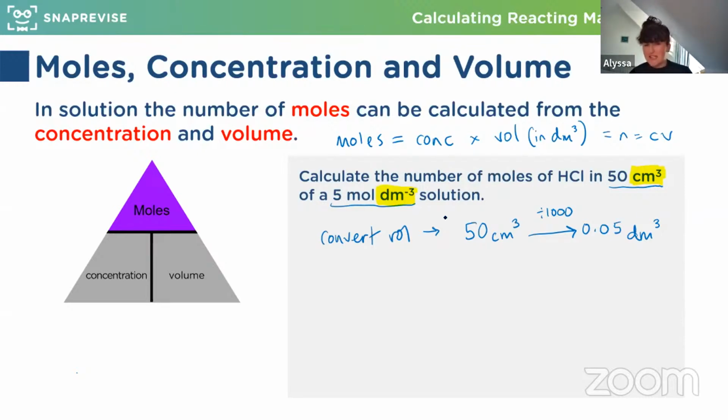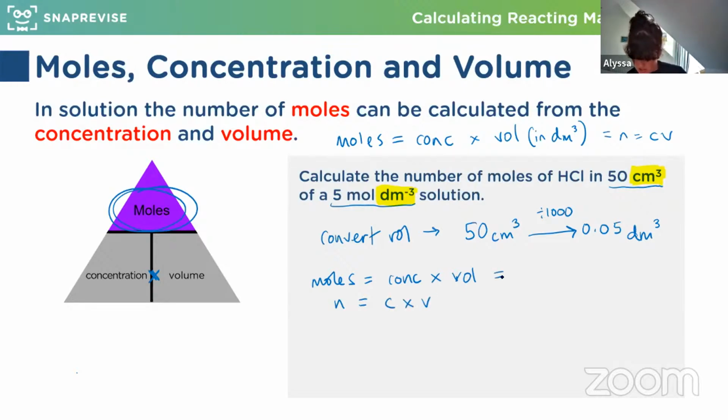So our volume needs to be in decimeters cubed. And then we can just plug it straight into our equation. So moles equals concentration times volume if we're using the equation triangle. Moles equals concentration times volume. So n equals, or if you want to, n equals CV. Moles equals concentration times volume.